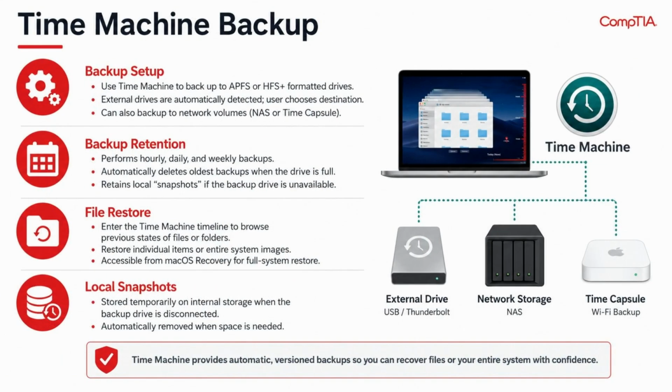Time Machine backs up to APFS or HFS Plus formatted drives. External drives are automatically detected, and you choose the destination, including network volumes like a NAS or Time Capsule. It performs hourly, daily, and weekly backups, automatically deleting the oldest ones when the drive fills up, and retains local snapshots if the backup drive isn't connected. To restore, enter the Time Machine timeline to browse previous states of files or folders, restoring individual items or an entire system image.